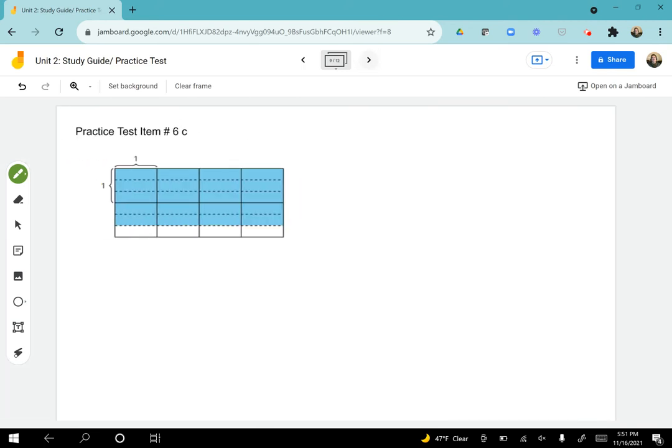Our last question like this from number 6, we have a length of 4 wholes. Then we have a width of 1 whole plus 2/3.